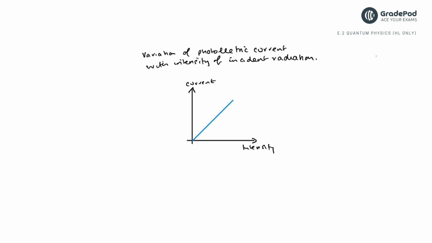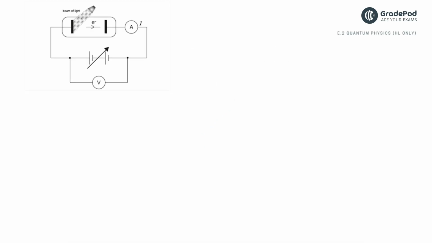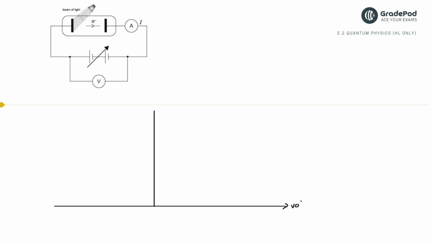So let's continue. I now want to add the voltage across that photoelectric plate and look at the electrons as they're emitted and what happens when we increase the voltage. And the graph we're going to look at now is one that looks like this. The x-axis is voltage and the y-axis is current.